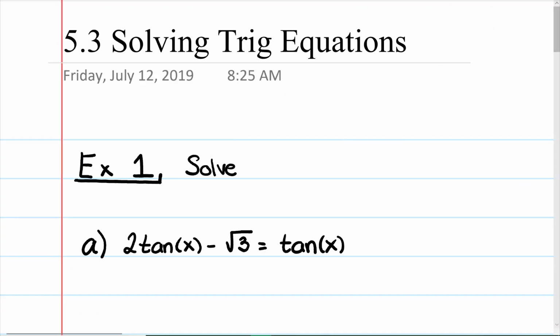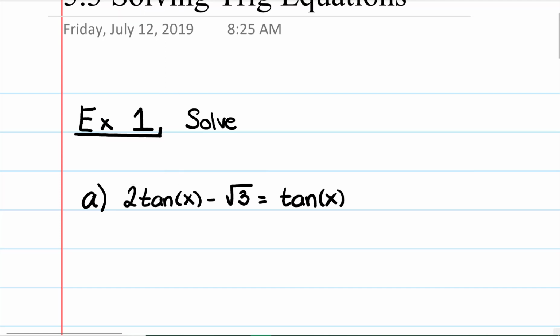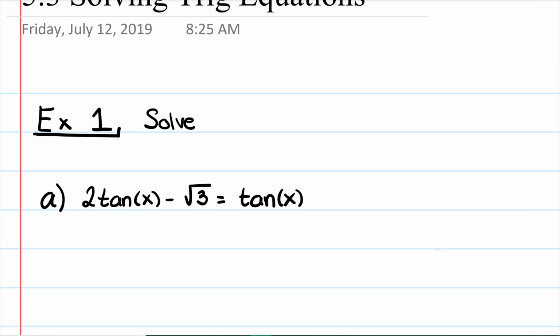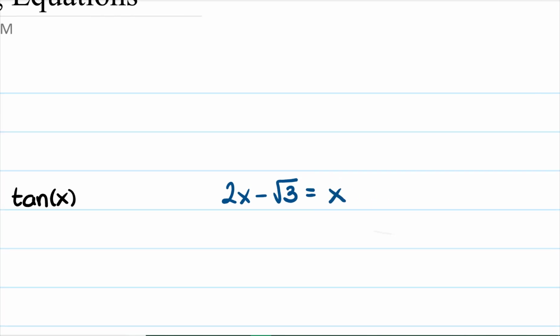Okay, so now we're actually going to move on to taking the notes. So 5.3, solving trig equations. In example 1, I'm just going to give you an equation, and we're going to go ahead and solve it. So we have 2 tangent of x minus radical 3 equals tangent of x. Before we actually tackle this problem, I want to show you a very similar problem: 2x minus the square root of 3 is equal to x.